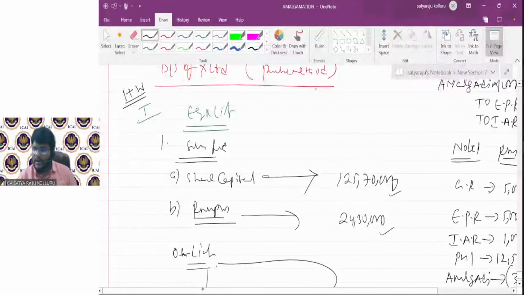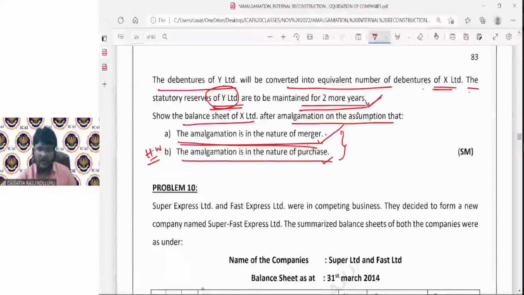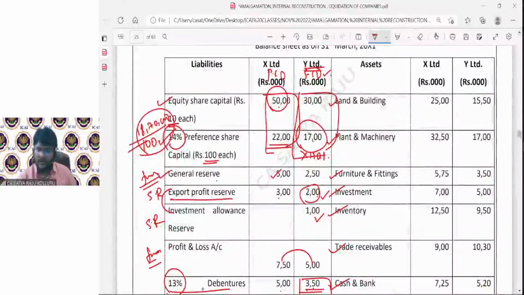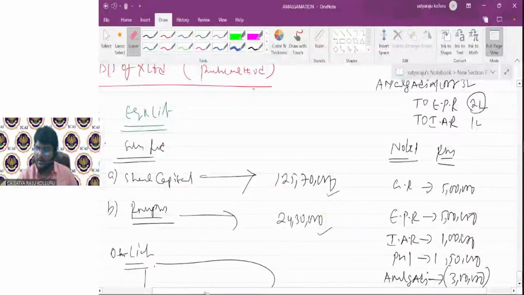I considered P&L of Y Limited. Someone is telling that, sir, you considered P&L of Y Limited. Then you can consider X Limited, which is only P&L 7,50,000. Yeah, I wrongly considered. So please consider the correct values.